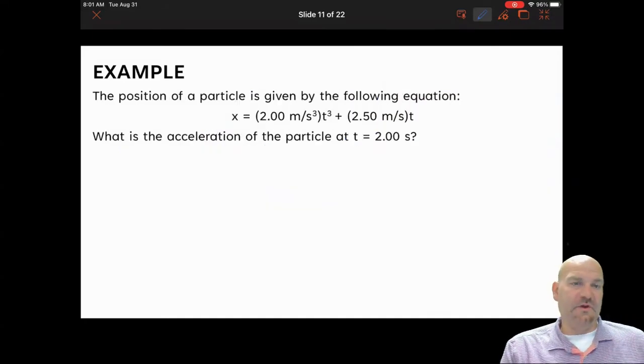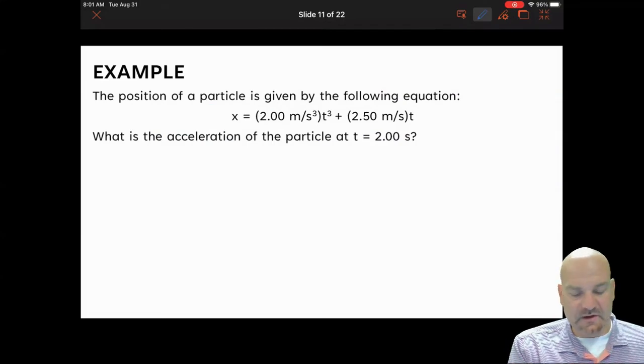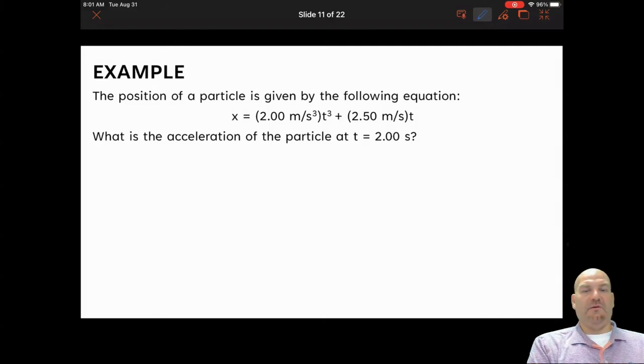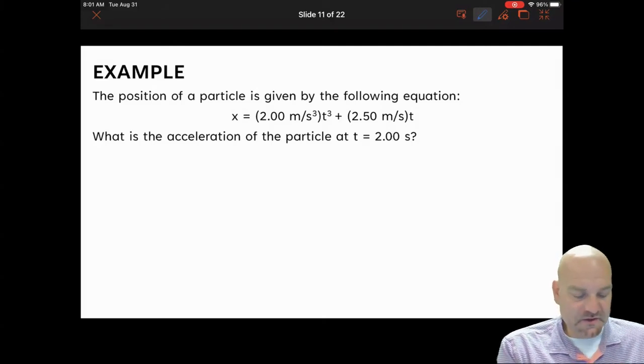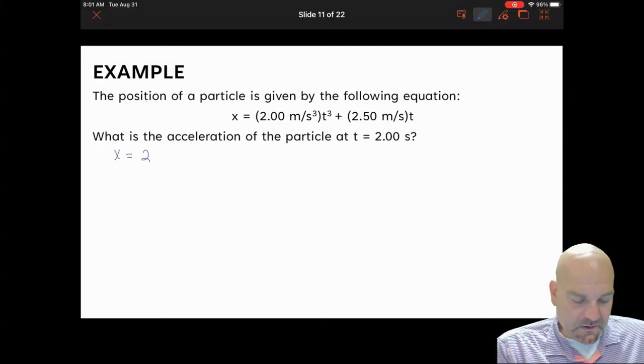Let's look at one in which we're looking for an acceleration at a particular point in time. The position of a particle is given by the following equation: x equals 2 meters per second cubed times t cubed plus 2.5 meters per second times t. What is the acceleration of the particle at t equals 2 seconds? We're going to write our equation, and I'm not going to put in units.